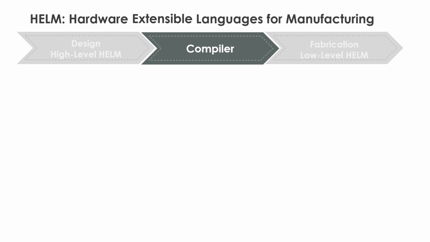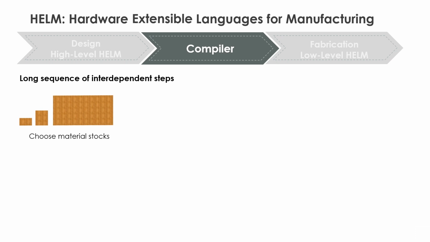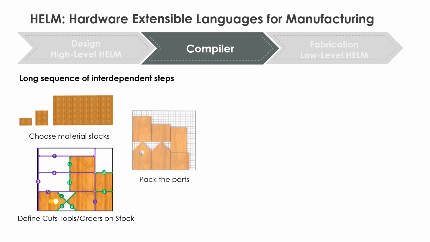Our compiler maps the design to a fabrication plan, and it is responsible for design validation and optimization. Such optimization is challenging, first because a fabrication plan involves a long sequence of interdependent steps: choosing the material stock, packing the parts on the stock, and then defining the tools for each cut and choosing the order of the cuts. The second challenge is that there are multiple conflicting objectives.